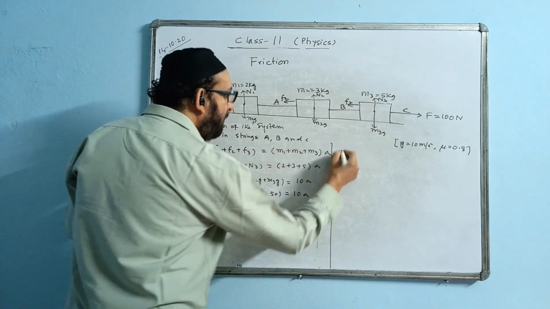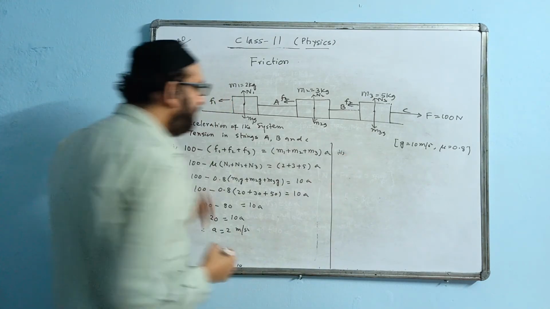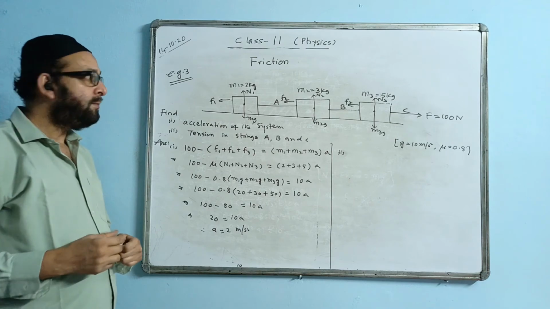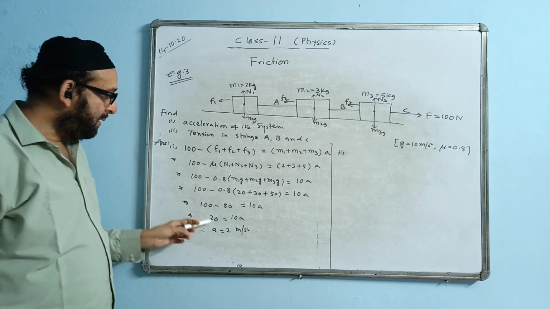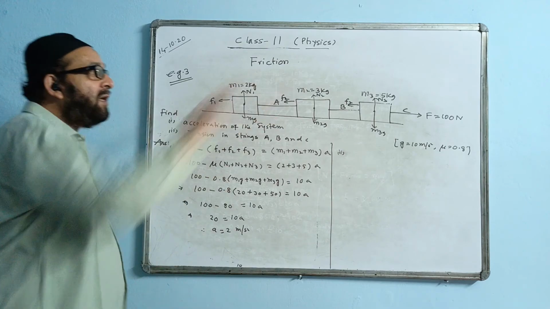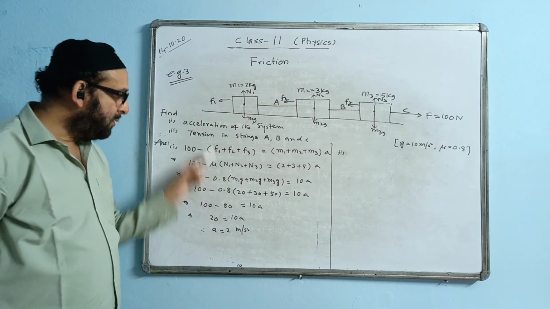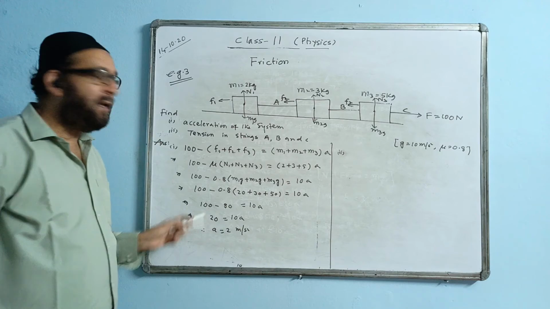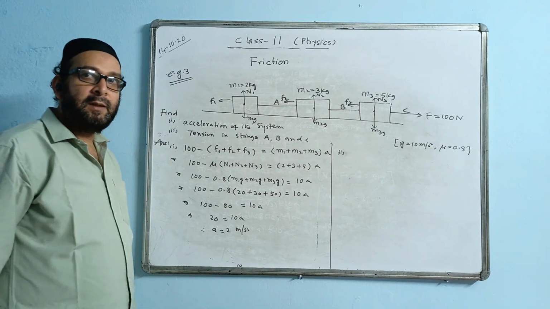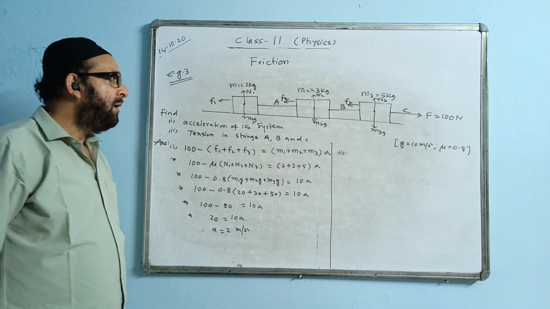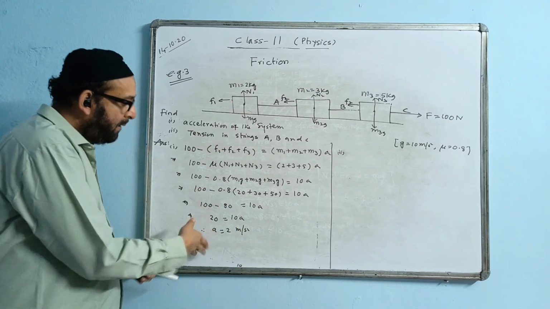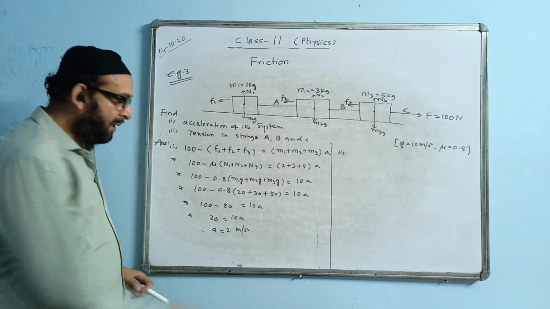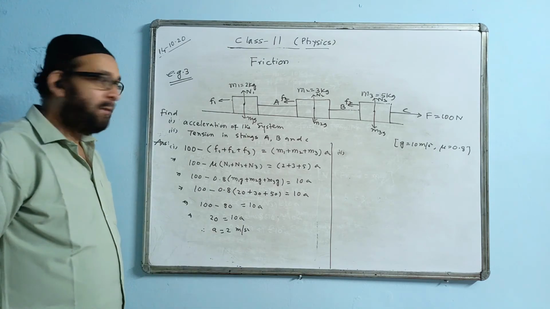So we got this answer. Now we are doing the second part. We got the acceleration. The acceleration is positive, which means motion is really taking place. If by chance the value of A comes out 0, what does it mean? The motion is not taking place; all the blocks are at rest. In that case we have to take A as 0, because a negative value of A is not acceptable.